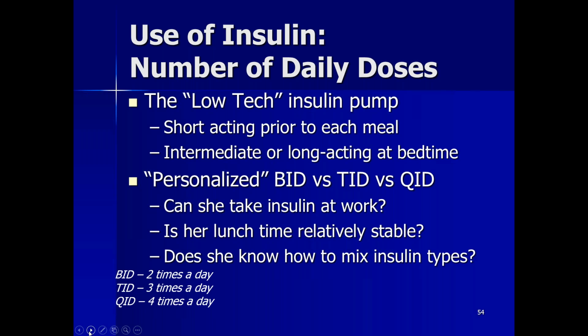Again, I will personalize it to either a twice a day, 3 times a day, or a 4-time-a-day regimen, depending on what she's able to do at work, when I feel she's going to be driving, and when I see her greatest risks for hypoglycemia to be. If she can't take insulin at work because she doesn't have access to a refrigerator, then you really do need to make sure that her lunchtime is relatively stable and give her a combination of NPH and regular or NPH and Lispro at breakfast. Does she know how to mix insulin types? These are things that you're going to have to go over with her as well.